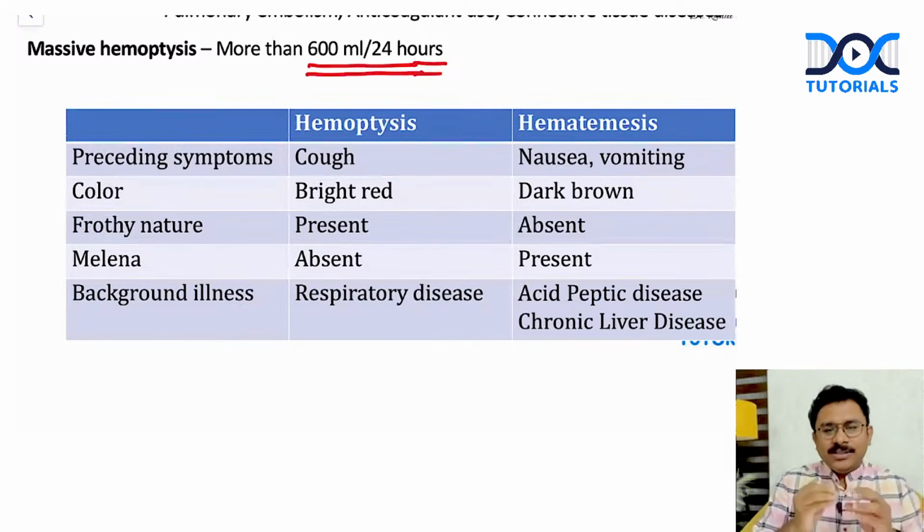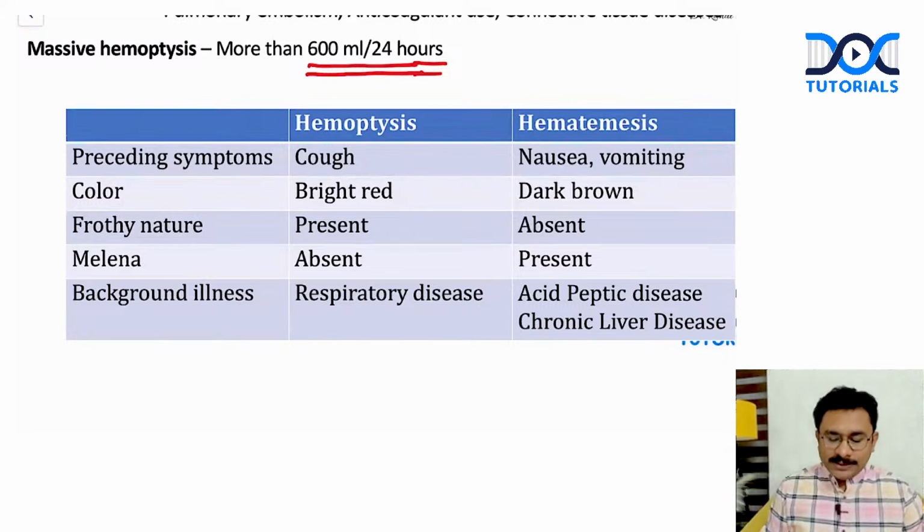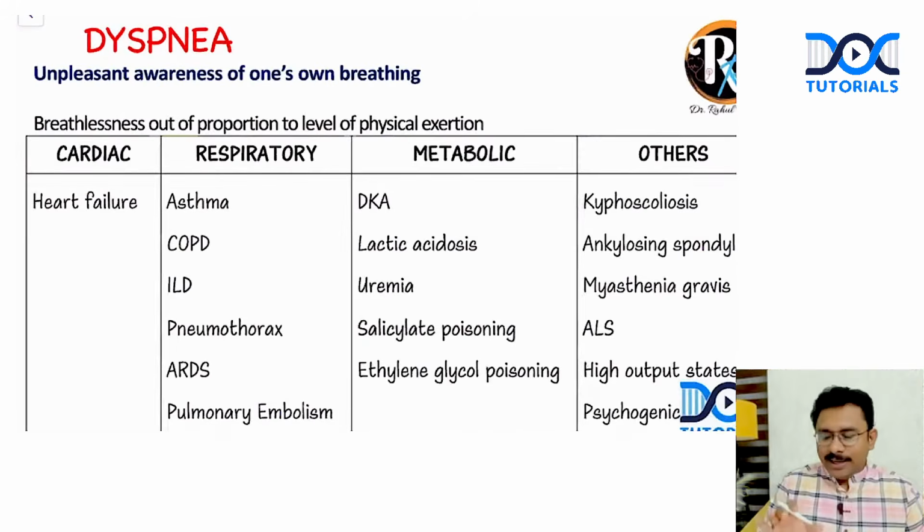The frothy nature is present in hemoptysis, absent in hematemesis. The reason is that some air bubbles are getting mixed, resulting in a frothy nature. Melena is present in hematemesis, absent in hemoptysis. The patient with hemoptysis will have a background respiratory disease, whereas patients with hematemesis may have a background history of maybe an acid peptic disease or maybe an underlying chronic liver disease. Okay, right. Let us go to the next symptom.